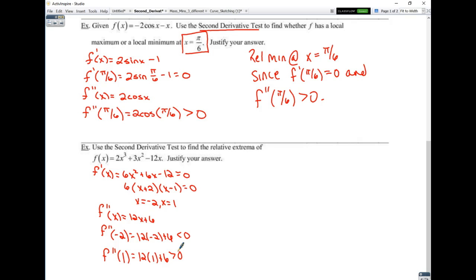All right, we're not done yet. Be very careful. Do not make the following statement: that's concave down, relative max at x equals negative 2. Do not make that statement. Why? Read the question carefully. Find the relative extrema. I want to know the actual max and the actual min. What I do not want to know is where the max and min are. Now I have to plug them back in.